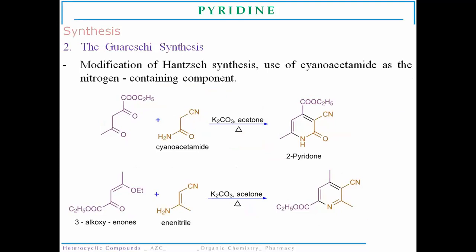The second method for the formation of pyridine molecule is the Guareschi synthesis method. This is slightly a modification of the Hantzsch synthesis method, in which instead of using beta ketoester, here there is use of cyanoacetamide as a nitrogen containing compound. Now in the Hantzsch case, beta ketoester and ammonia we are condensing. First the ammonia will condense with beta ketoester and formaldehyde will condense with another molecule of beta ketoester, and these both fragments we are joining together in the third step.